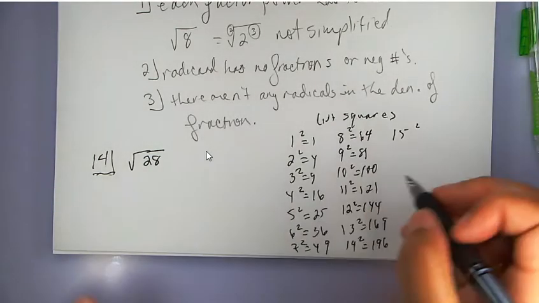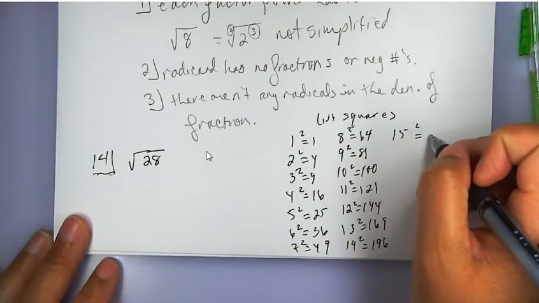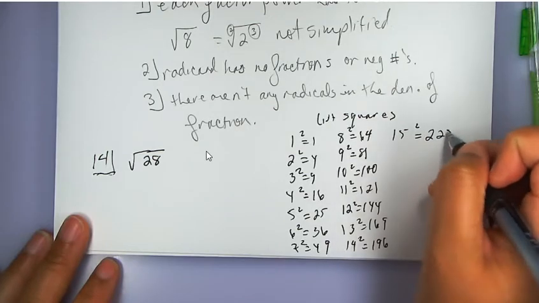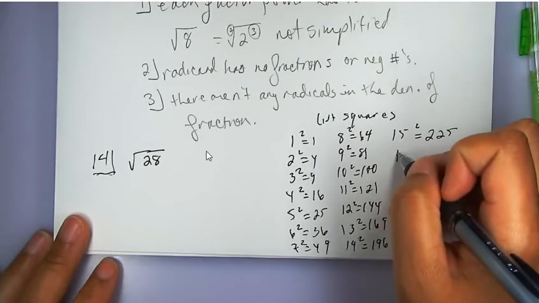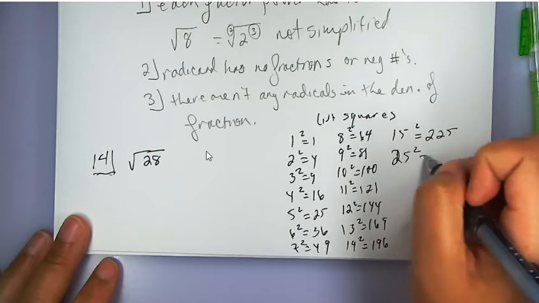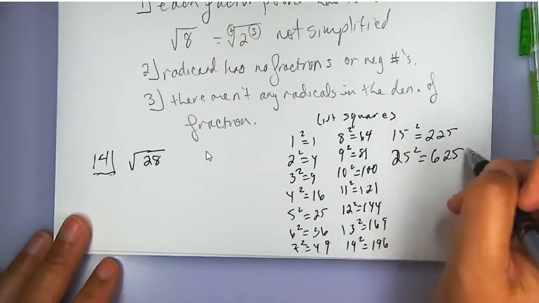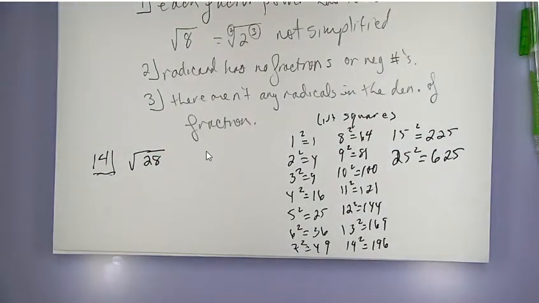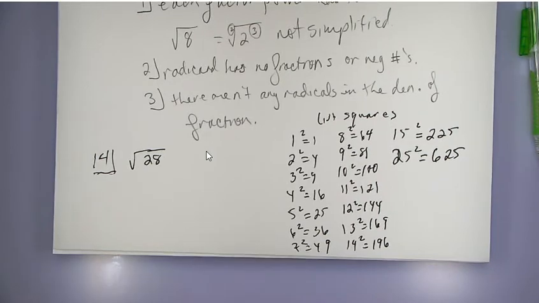If I look at the right side of my squares, the values that we get after we square them, is there a number in the right side that will go into 28? Yes, 4. 4 can go into 28. So I can rewrite this as the square root of 4 times 7.